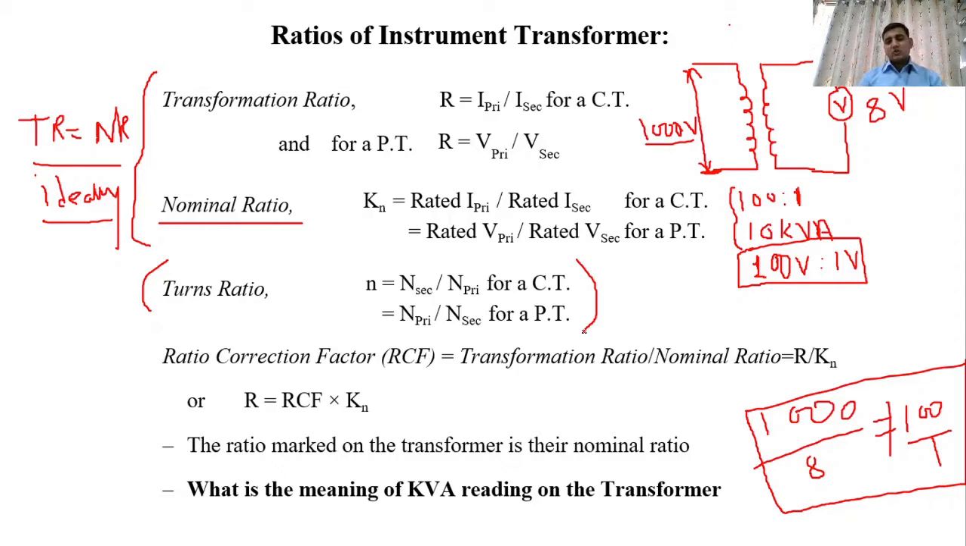Okay, now as you see, the transformer ratio and nominal ratio in case of practical transformers are not equal. Okay, this type of error in the ratio makes the instrument reading incorrect. So a ratio correction factor has to be included, which is RCF. It is the ratio between the transformer ratio and nominal ratio. Okay, the ratio marked on a transformer is its nominal ratio.